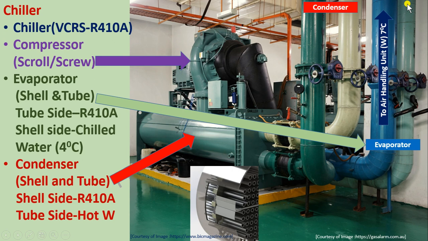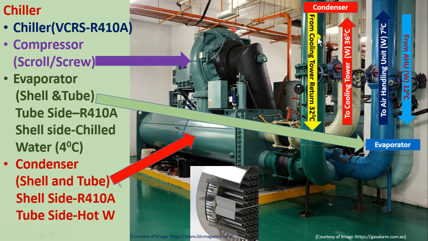So, by absorbing heat of air from the room, this water is returning from the AHU at 12 degrees Celsius temperature to the evaporator. Heat from the condenser is carried by using water, and it is passing to the cooling tower at 36 degrees Celsius temperature. After rejecting heat to the atmosphere, it is returning from the cooling tower at 32 degrees Celsius to the condenser.